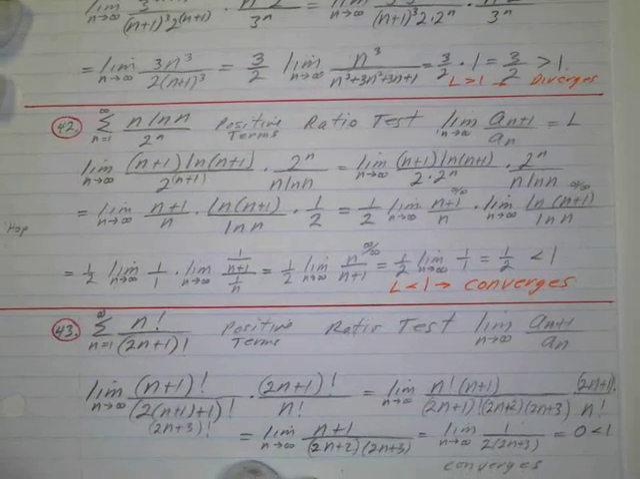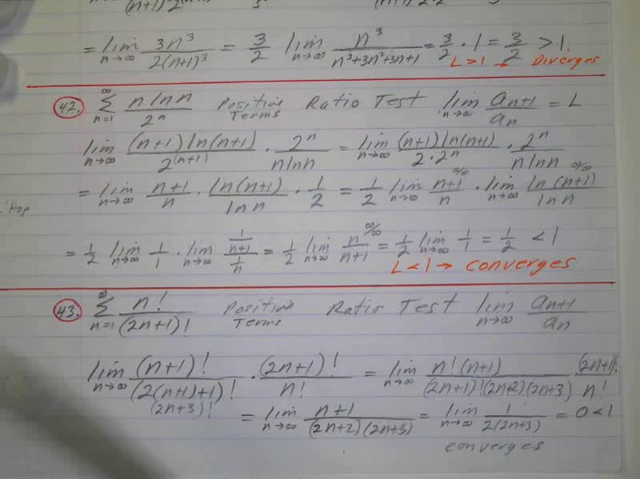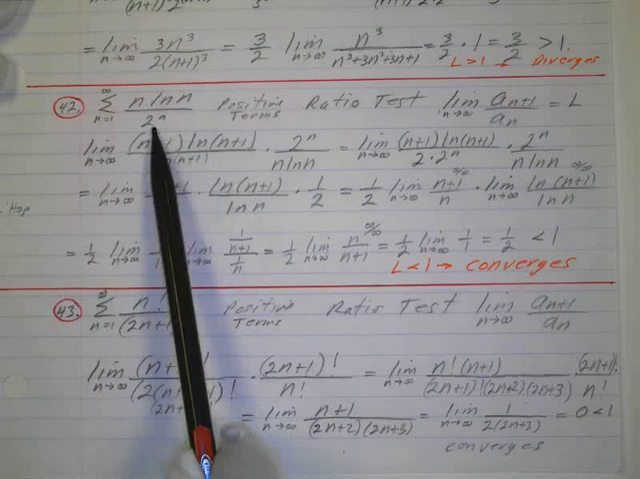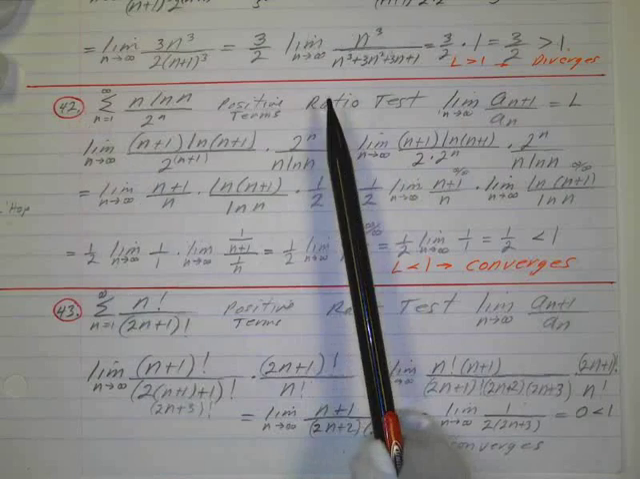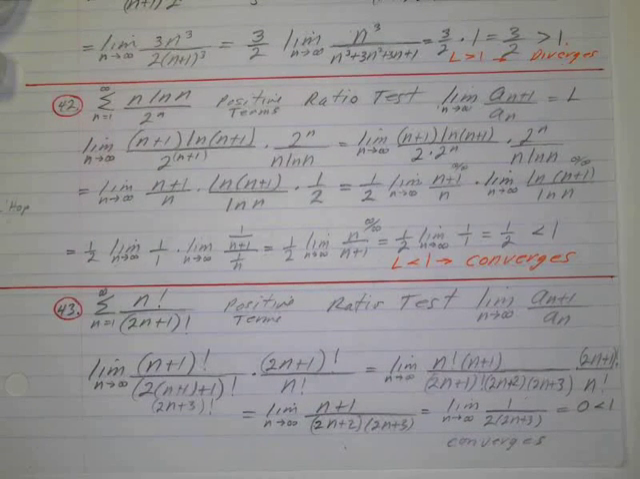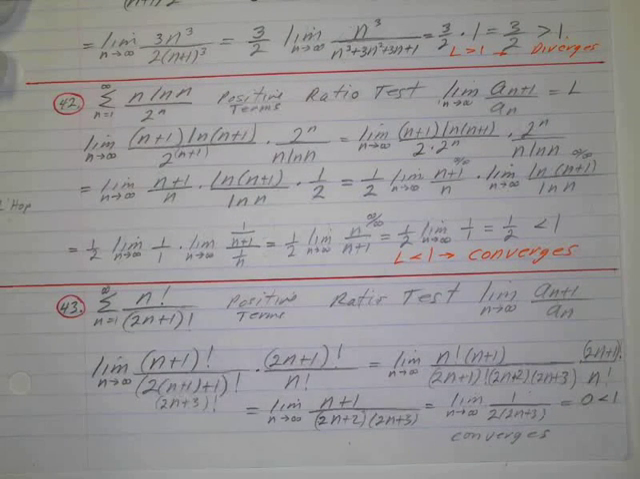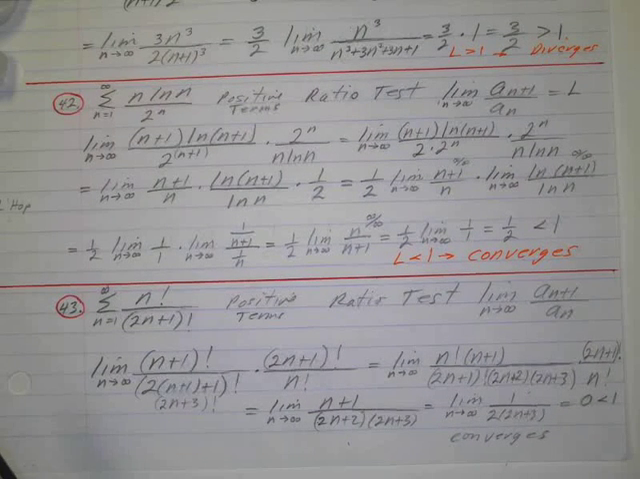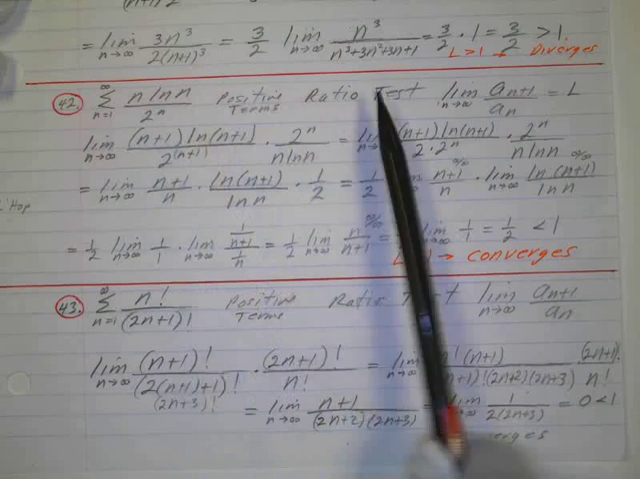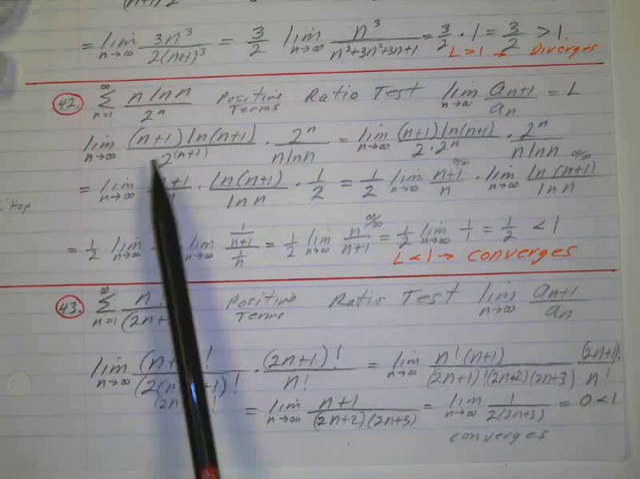Okay? Let's take a look at 42. 42 is n times the natural log of n over 2 to the n. Again, these are positive terms. The natural log is going to be positive for n greater than 1. So we use the ratio test again.